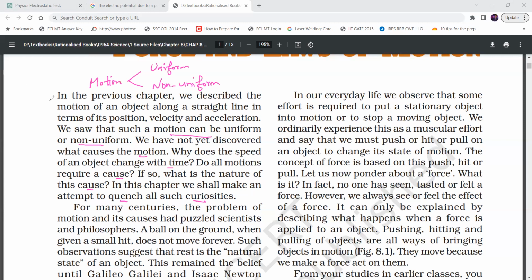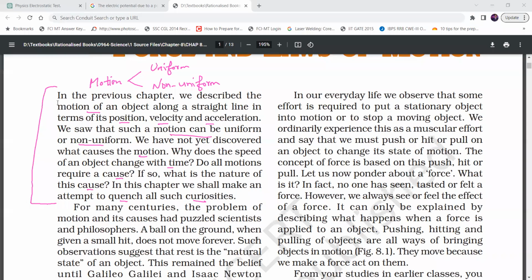So in this paragraph, I can say there is nothing much to make notes. You just need to have the context from the last chapter, like the motion of an object along a straight line in terms of position, velocity, and acceleration. Again, motion is of two types. That is it. So I didn't write anything much from this paragraph. This way you can go ahead.